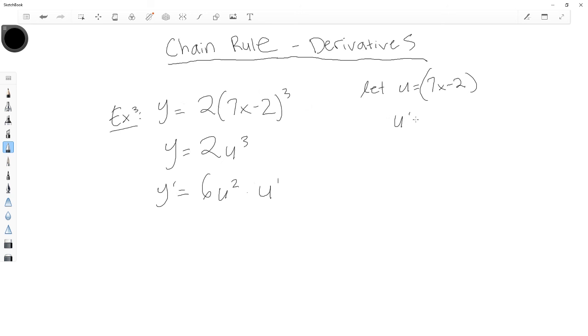Take the derivative of u, that's just 7. So rewrite this again, 7x minus 2 squared times 7. That'll be 42, 7x minus 2 squared. And that's the derivative.